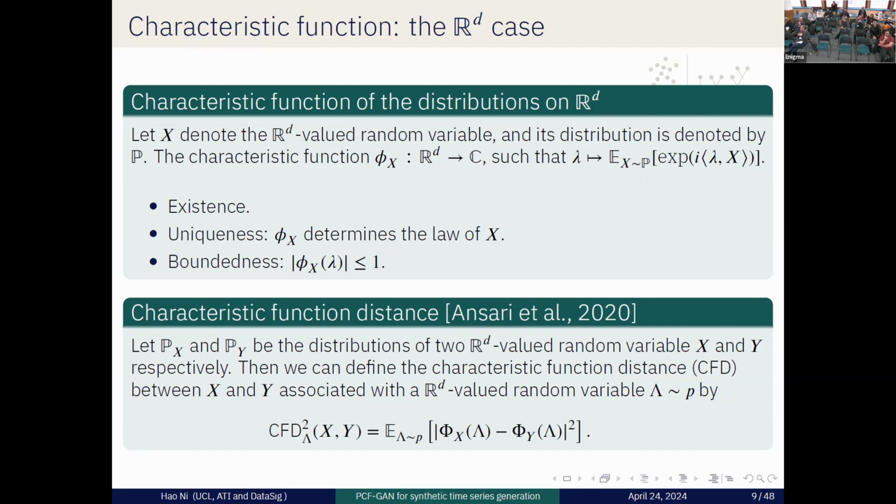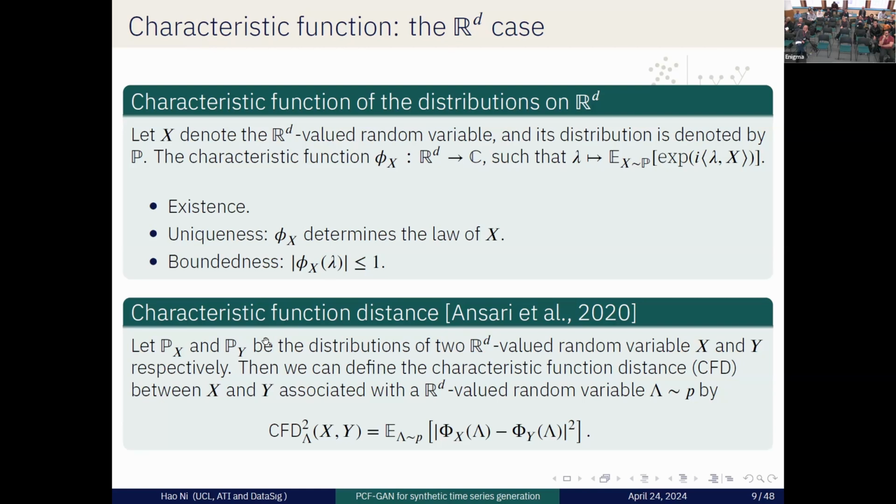In comparison, the moments can also determine the law, but this requires a regularity condition. The decay rate of the moments needs to be fast enough. And also the characteristic function is uniformly bounded. This property is actually quite useful for GAN training. If we think about the W-GAN, we need to add a gradient penalty term, a gradient constraint, in the loss function. However, for the characteristic function, because of this uniform boundedness, we don't actually need to impose an additional gradient constraint.